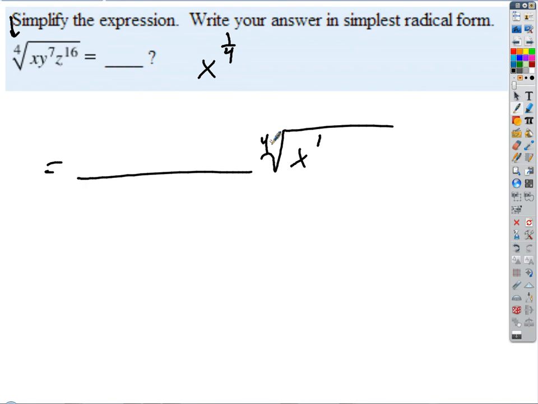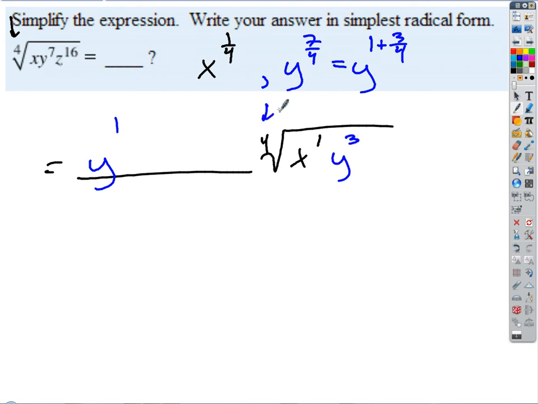Okay, what about the y's? That's a little more exciting, what happens with the y's here. We get y to what total power? 7/4. So that's equal to y to what mixed number power? If I want to write 7/4 as a mixed number, it's what? 1 3/4. So I get y to the 1 3/4. Well, the 1 goes outside, so I end up with y to the 1 3/4. See? Right?